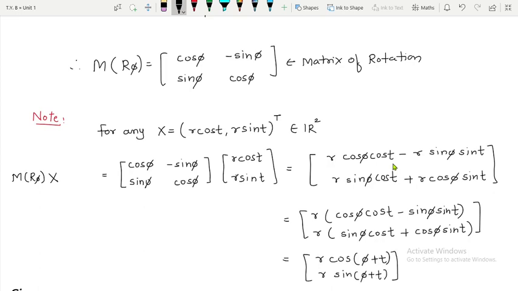So what has happened here? You can see that this vector x, that is r cos t and r sin t, has been related by an angle phi. Can you see that? Because over here you have got cos of phi plus t and sin of phi plus t. Actually what was our x? r cos t, r sin t. So what change has this matrix done to this vector x in R2? It has rotated it by an angle phi. Here cos phi plus t has come, right? I hope you are getting my point.